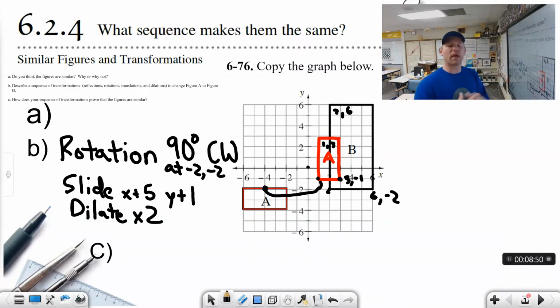Try and decipher through that, and let's go ahead and write something down for letter C. Pause the video so that you can write an answer to C.